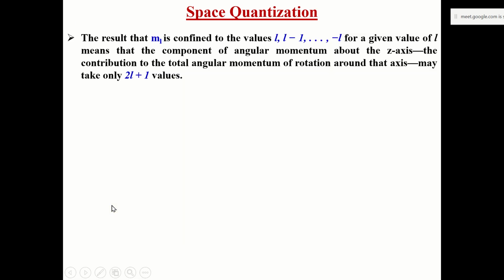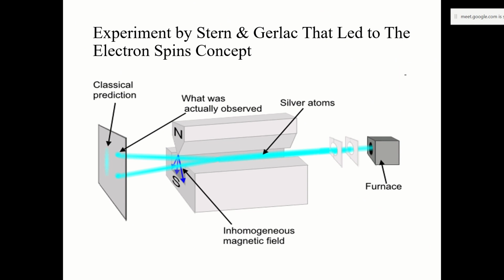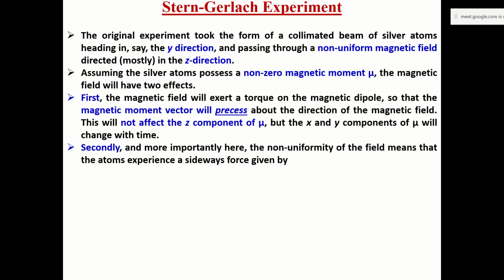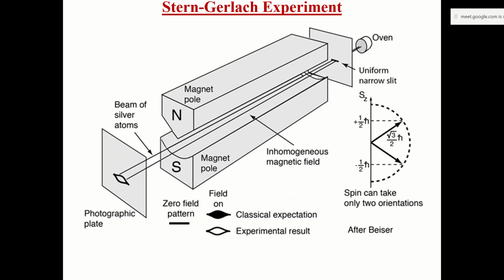This got confirmed by the experiment that they carried out, Stern and Gerlach, where they considered silver atoms and heated them in an oven. So this is the oven, and then it passed through the magnet. So you have magnet poles, and they expected, because the atoms have been heated, there will be random orientations of angular momentum. That's what the likely thing is. So they are trying to randomize.